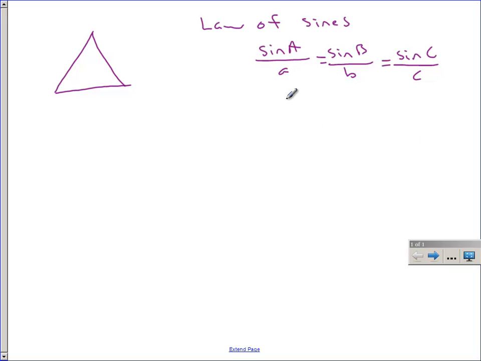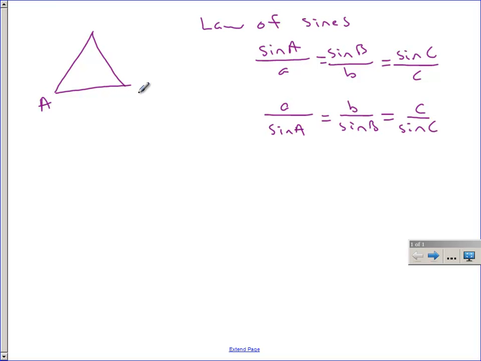By the way, this is also true if you flip these over. A over sine A equals B over sine B equals C over sine C. And again, I'm using lowercase letters for sides and uppercase letters for angles.